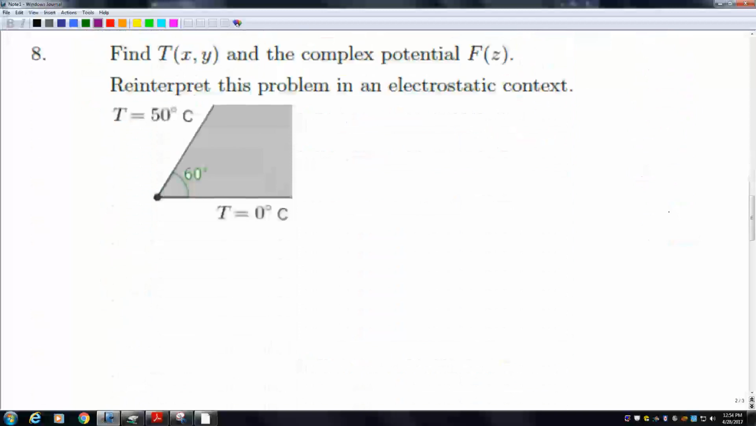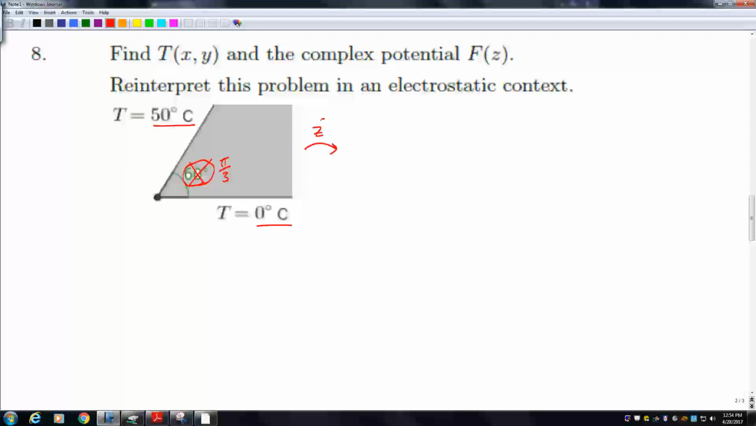Number 8 looks like a conformal mapping sort of question. I apologize, we've got degrees Celsius, and then we've got degrees of angle measure in the same problem, and so that seems like kind of a bad idea. I probably should just call this pi over 3.